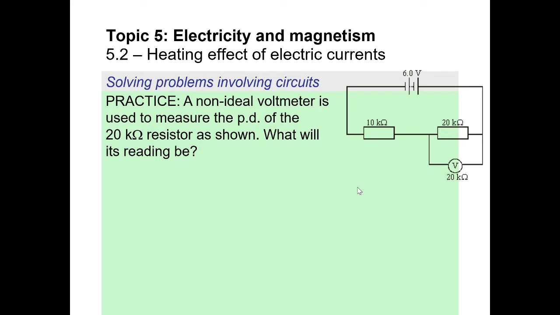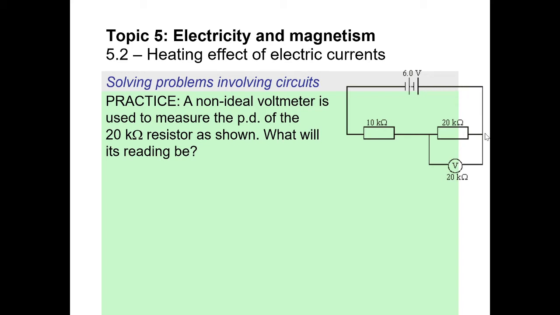Practice. A non-ideal voltmeter is used to measure the potential difference of the 20 kilo ohm resistor as shown. What will its reading be? All right, so this is interesting. And this question really requires you to think. We've got a 6.0 volt source. Now when the electricity comes out, whether you consider coming out the left or the right, your mathematics are going to work out the same.